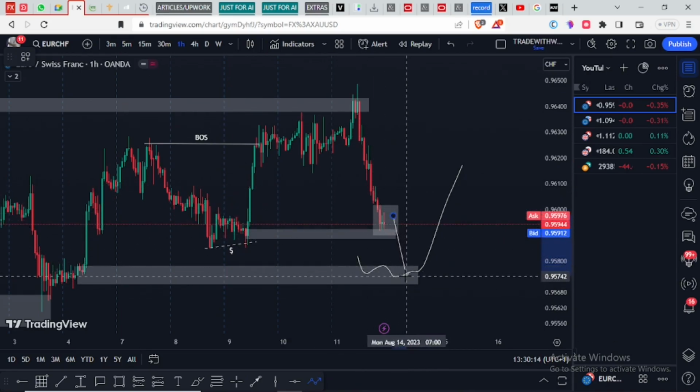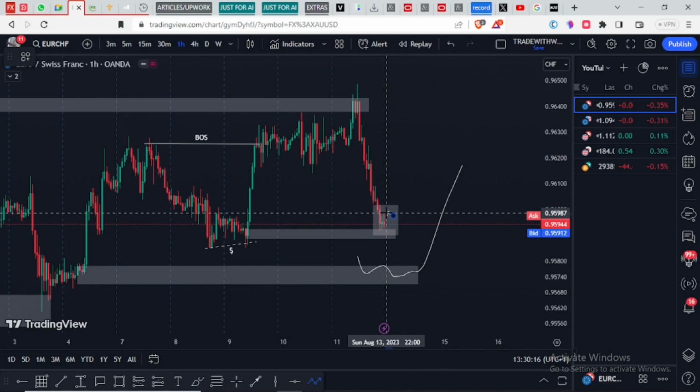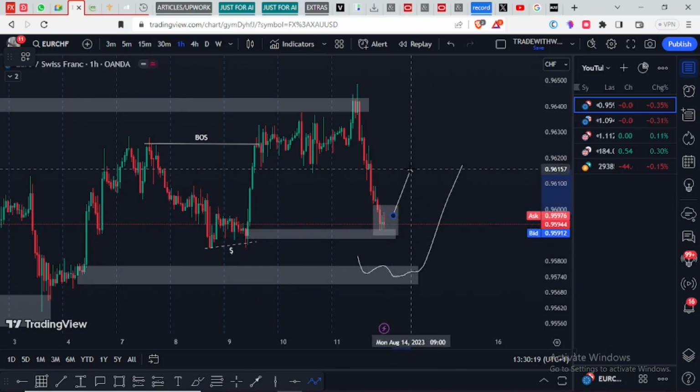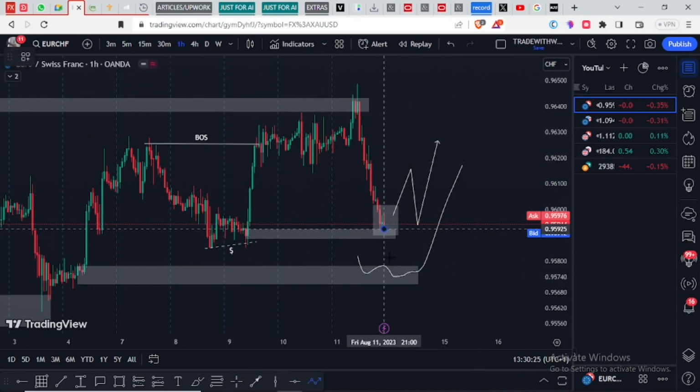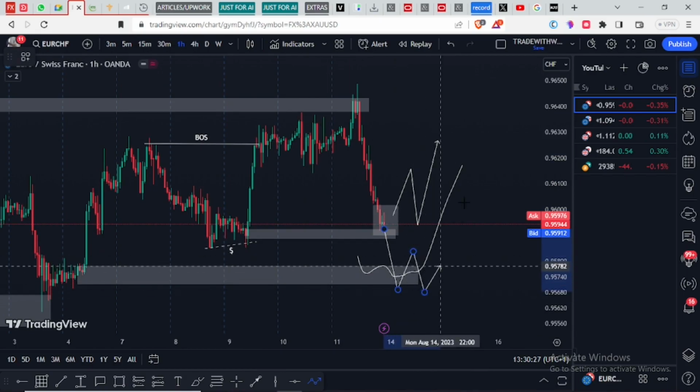Okay, it can sell, it can buy, it can range, you understand? So what if it buys? If it buys, then you look for your entry over here in the morning during the London session. What if it sells? Then definitely it's grabbing that liquidity, and you look for your entry during the London session.